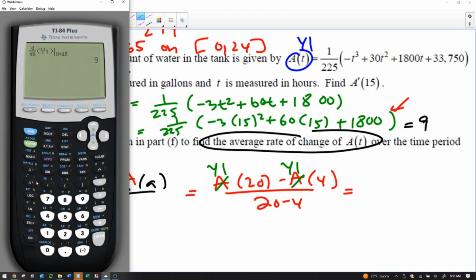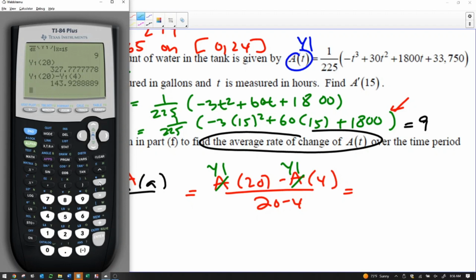So I can do Y1, so do alpha trace and pull your Y1, okay? Then open your parentheses, they are right here. Open your parentheses and put 20 and close your parentheses. That's Y1(20). Okay, if you wanted the value for that, just hit enter, and that's what the value is. Okay, but if you wanted to just say Y1(20) minus Y1(4), so let me pull back the Y1(20). If I wanted Y1(20) minus, I could just do minus Y1(4). So I could do alpha trace, choose your Y1 again, open your parentheses, put in 4, close your parentheses. Do you see I'm doing A(20) minus A(4)? Then press enter, and I'll have the numerator.